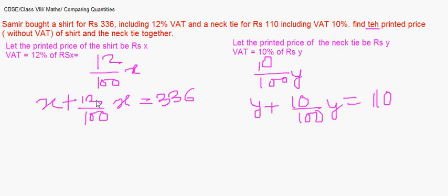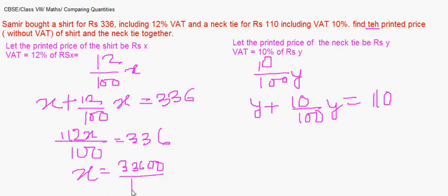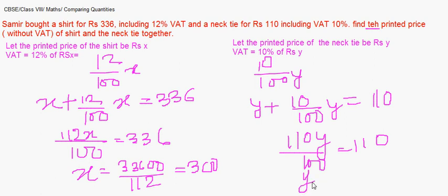This becomes 112X over 100 is equal to 336. That makes me find 336 into 100, which is 33600, divided by 112. So 33600 divided by 112 would give me 300. So the printed price of the shirt was rupees 300. And 110Y by 100 is equal to 110, that makes me find that Y is equal to 100 because this gets cancelled. So the total printed price will be 300 plus 100, that is 400 rupees. This is one type of question.